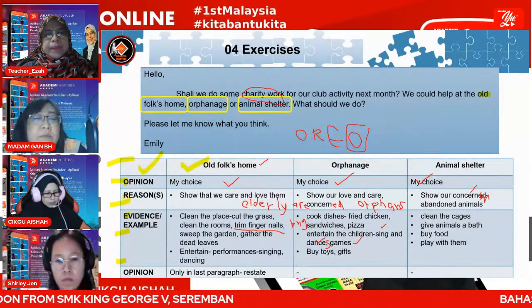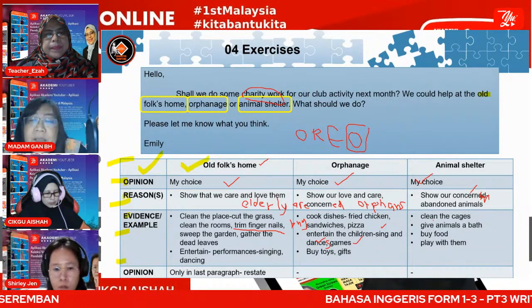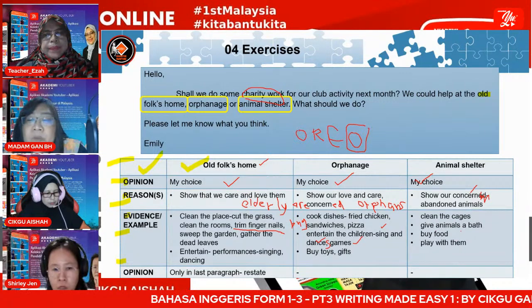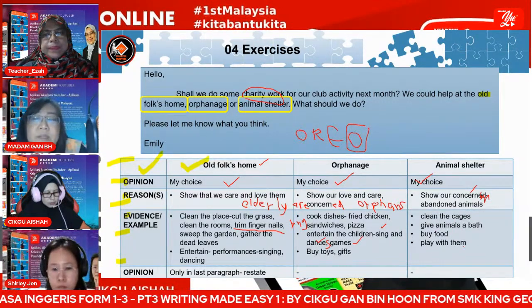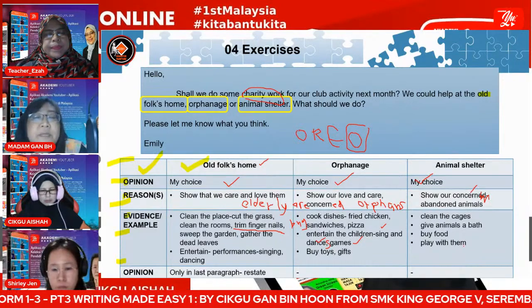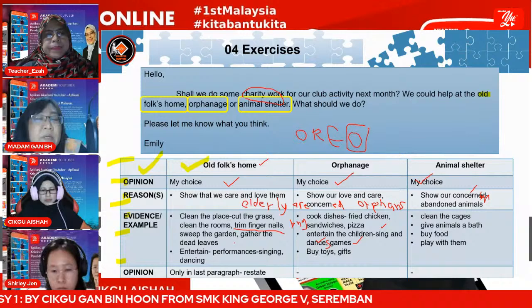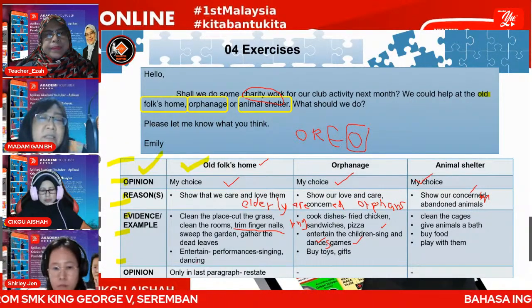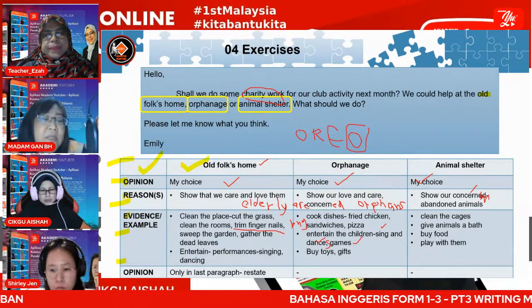So what can you do? The evidence or the examples. You can write, you can clean the cages when you are there. You can give animals a bath. You can buy food for the animals, or you can play with them. Okay, so these are how you write for your exam. Because if you don't write all the explanation and examples, you are not elaborating. Okay, remember one of the objectives of the exam is you need to elaborate or give supporting details.